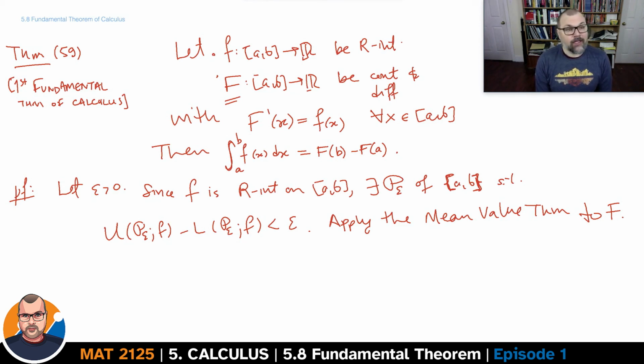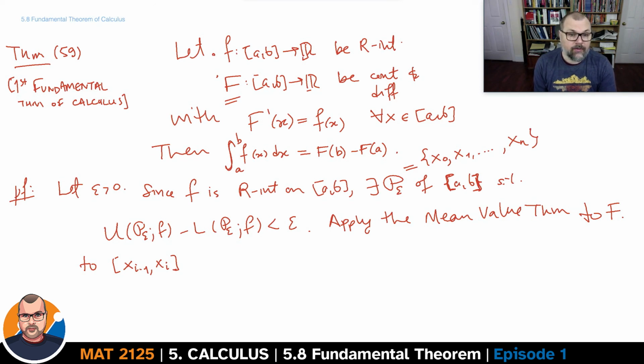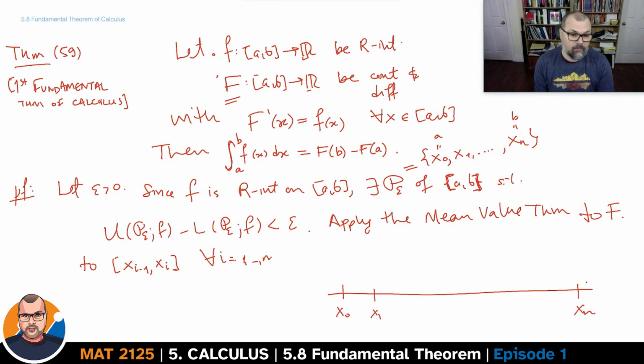But instead of applying it over the full interval, we are going to apply it to the interval formed by two successive points in the partition. Right? This partition P epsilon here actually ends up looking like x0, x1, all the way up to xn, where x0 is a, xn is b. So we'll look at a subinterval of this partition, which is given by x_{i-1} and x_i, and we'll do so for every little subinterval.